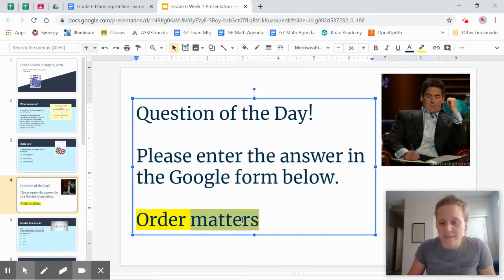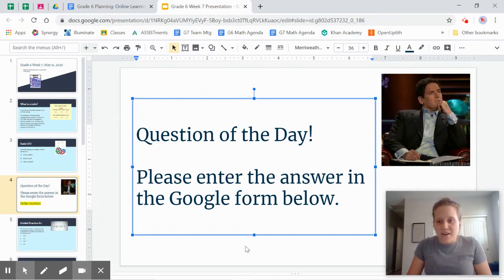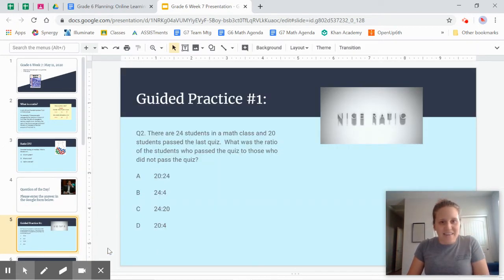I'm going to get this out of here. So it is there for my friends who are watching the video carefully. Thank you. Let's do a guided practice question. This is guided practice number 1. There are 24 students in a math class and 20 students passed the last quiz. What was the ratio of the students who passed the quiz to those who did not pass the quiz?